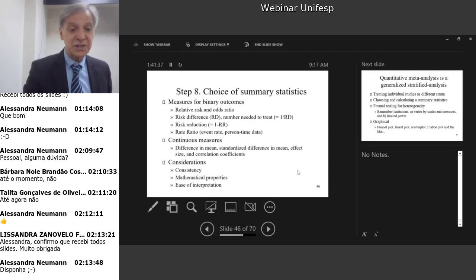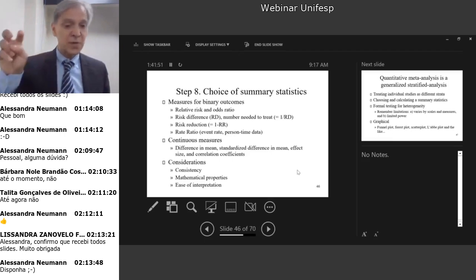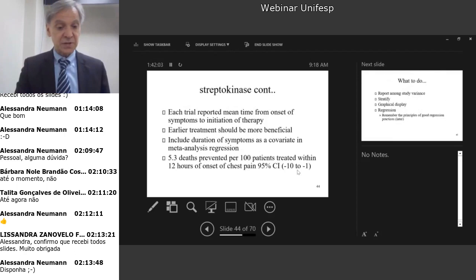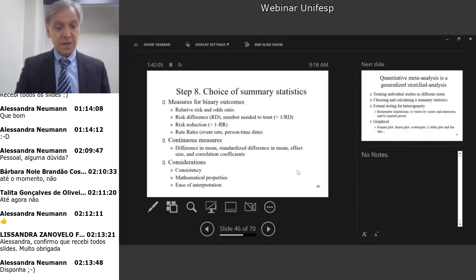Choice of summary statistics. Measures for binary outcomes. Okay. Remember, there's not only risk ratio. You can do risk difference. Number needed to treat, which is just 1 over the risk difference. Risk difference is the attributable risk. And then 1 over the attributable risk is going to give you the number needed to treat. Risk reduction is 1 minus RR. Remember, it's exactly this over here, risk reduction. Rate ratio, you will know that. You are experts now in rate ratio, incidence rate ratio.